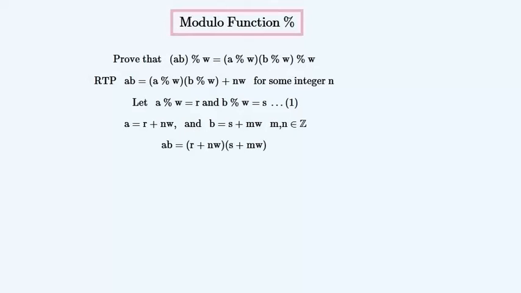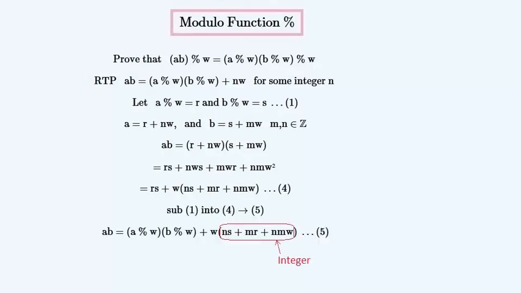We can multiply a and b together to get this expression. Expanding the brackets gives us this expression. Then we can factor out the w. And after these substitutions, we can get this expression, which proves this theorem correct.